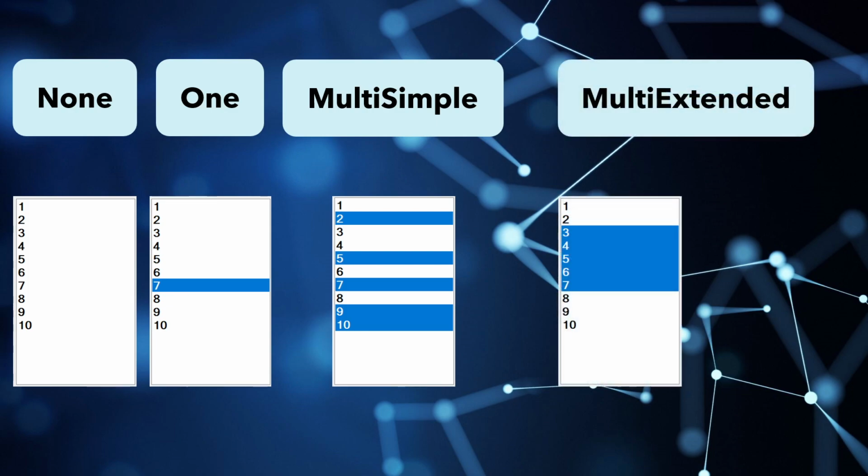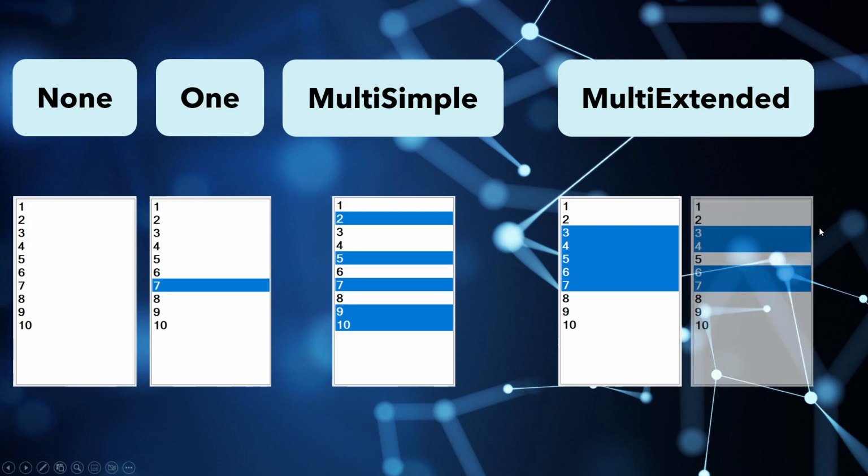And Multi-Extended. In Multi-Extended, you need to select a starting index, for example 3 to 7. You need to hold down your left-click mouse button and then drag it down to 7 to select multiple items. And if, for example, you want to deselect the number 5, you just need to hold down your Control button and then click it, and it will be deselected.